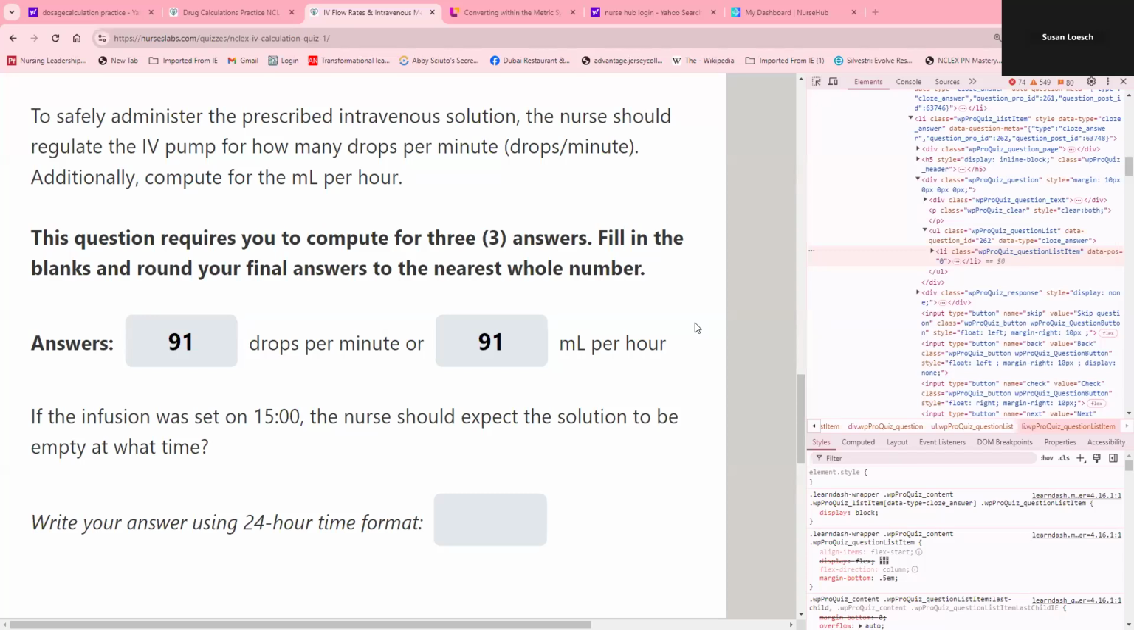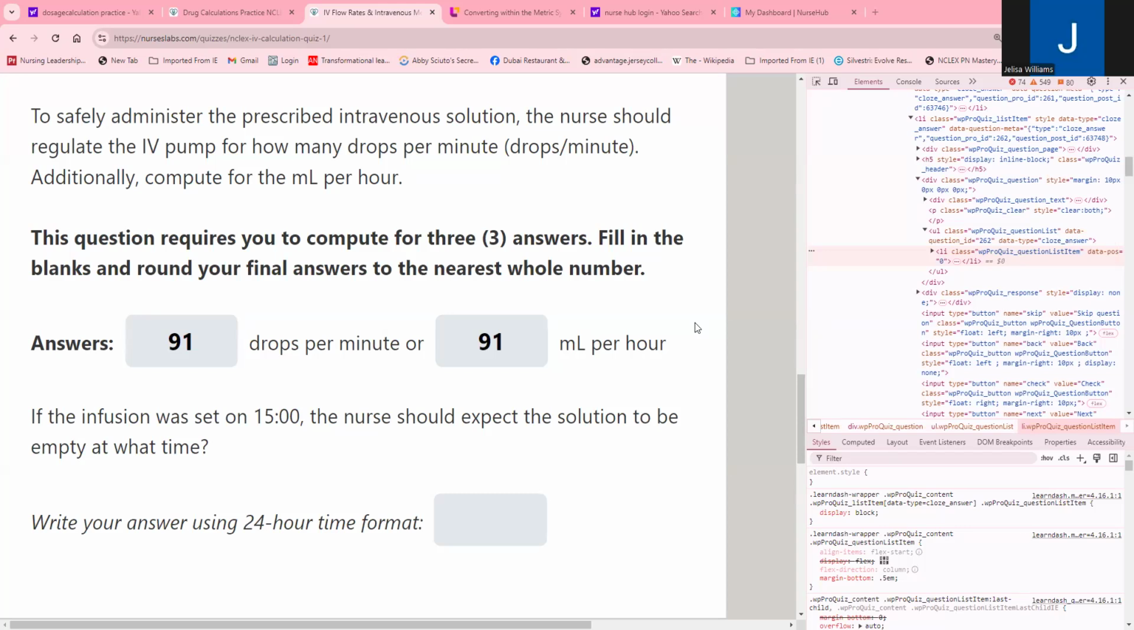All right. So now we're back on the question. So we got 91 and 91. Okay. Now it says the infusion time was set on 1500. All right. So that's 3 p.m. because that's military time, right? That's a 24-hour clock.